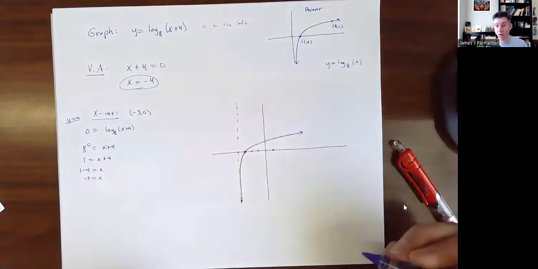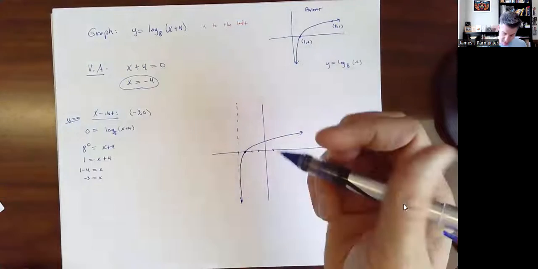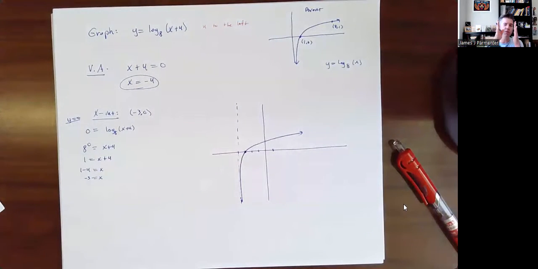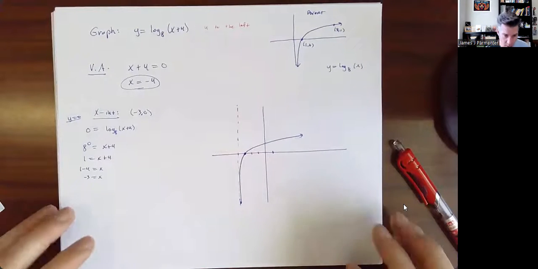Again, your graph shouldn't cross the vertical asymptote. It's going down, down, down forever, getting closer and closer to x equals -4, but never actually touching it. Super duper close, but not quite there.